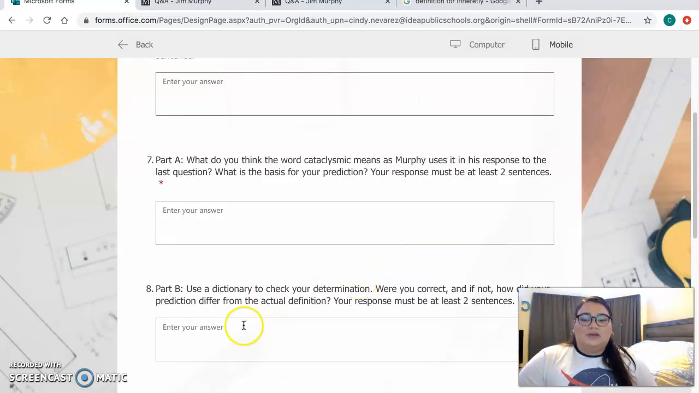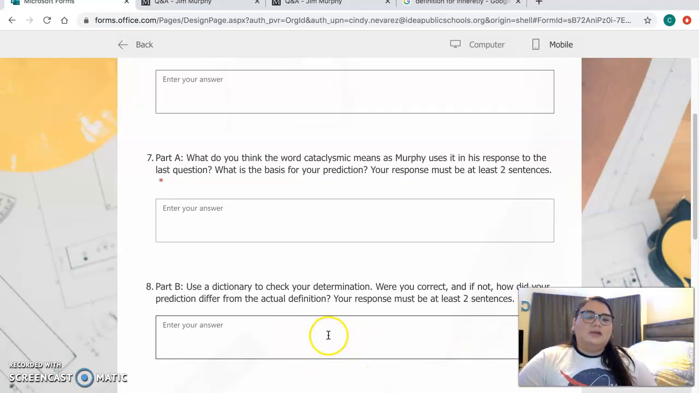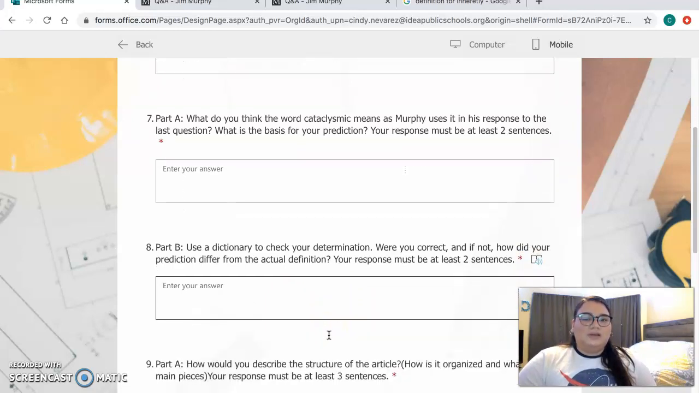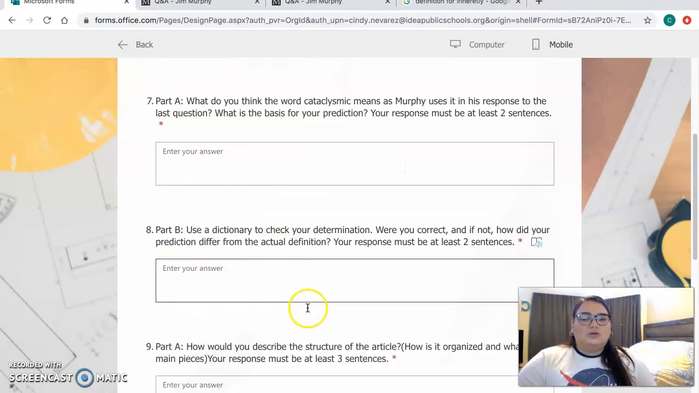And there you're done. And then part B would ask you about part A, which is use a dictionary to check your determinations. So now you would go and look that word up and then say if you got it right, what the definition is, and if it was different, why you think you might have guessed the wrong meaning. So that's what those 2 go for.